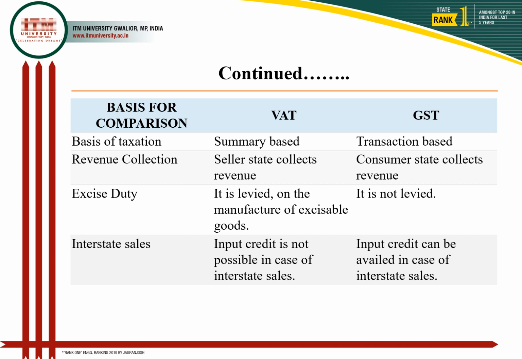So revenue collection in case of VAT is based on the seller state that is going to collect the revenue. So it is totally defined on the value addition that has been carried out, while in the GST it is consumer oriented. So that's why it is going to be collected by the consumer state. So there is a clear differentiation.